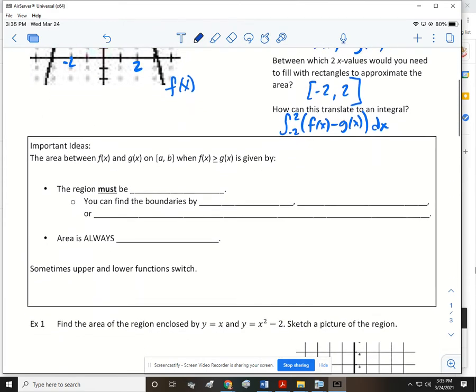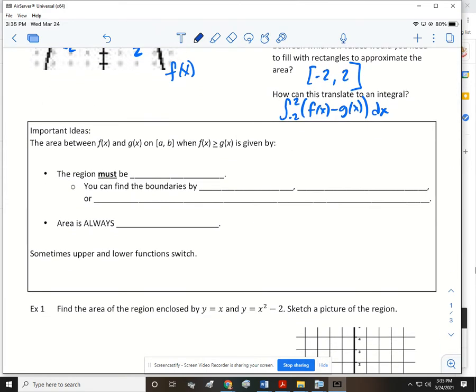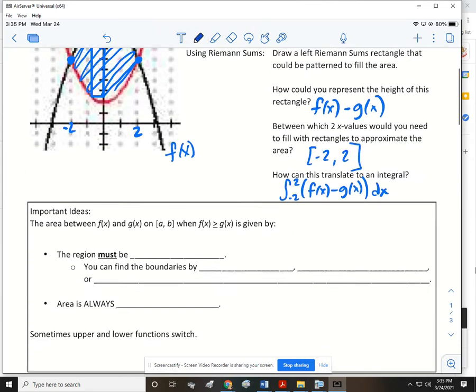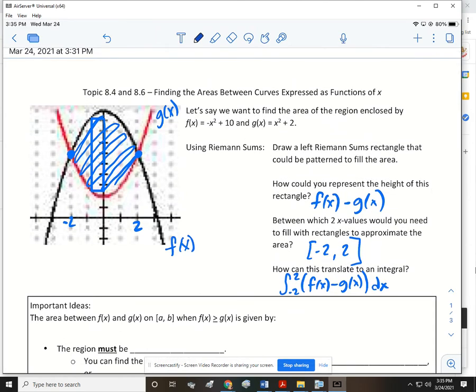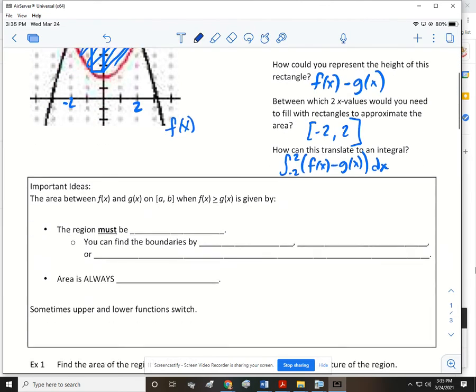Okay, so that's a big important idea for today. If we want to find the area between f of x and g of x on the interval from a to b, as long as f is greater than g in that interval, and that's what we had here. Everywhere in that interval between negative 2 and 2, f was on top of g.